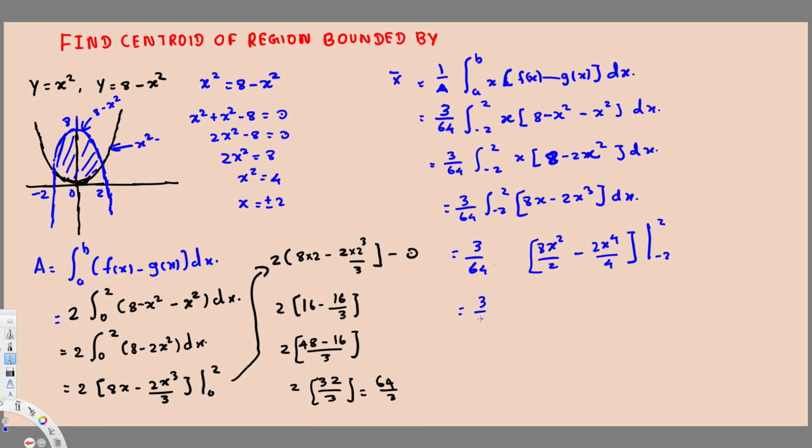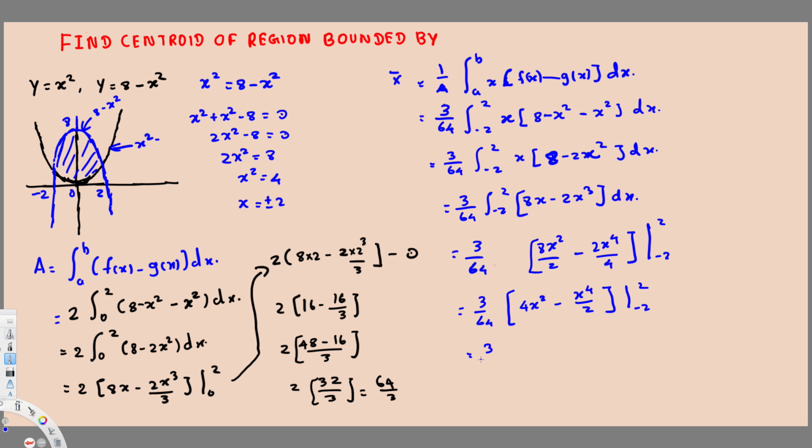So 3 over 64, 4x square minus x power 4 over 2, right? Now we have this limits of integration, negative 2 to 2. Let's substitute these values and see what we get.